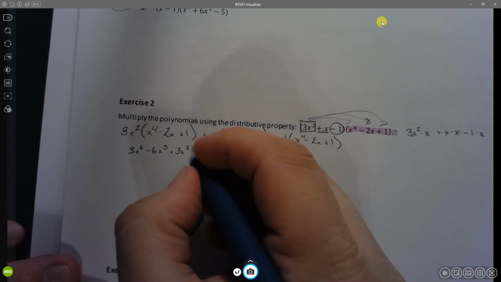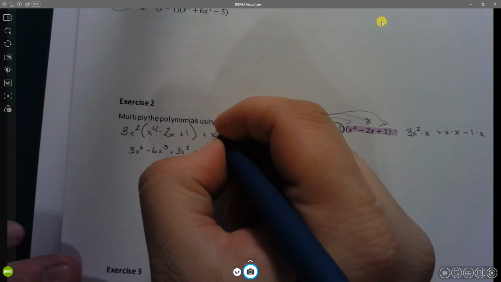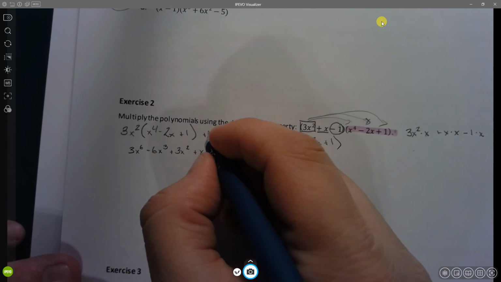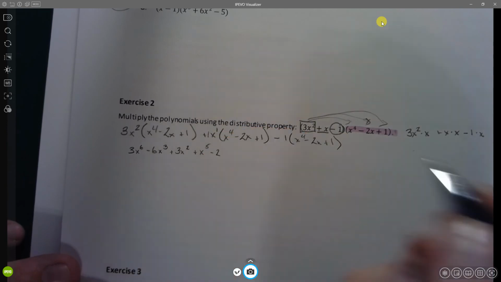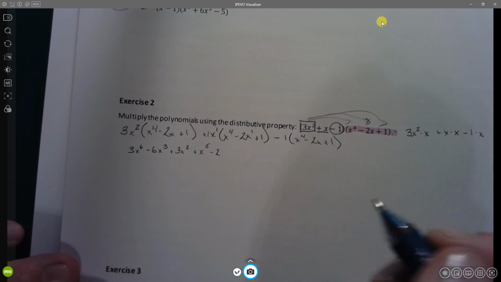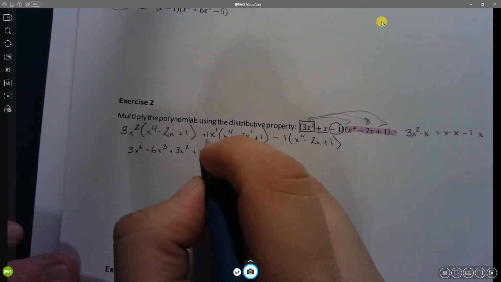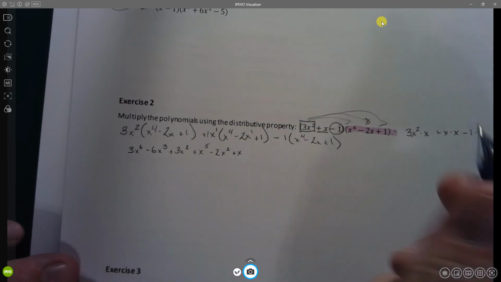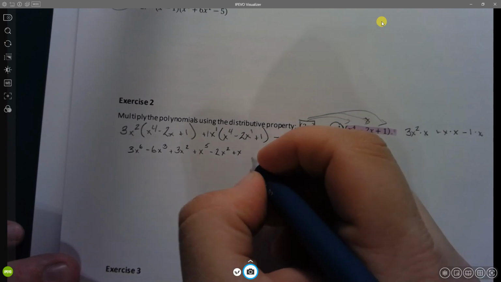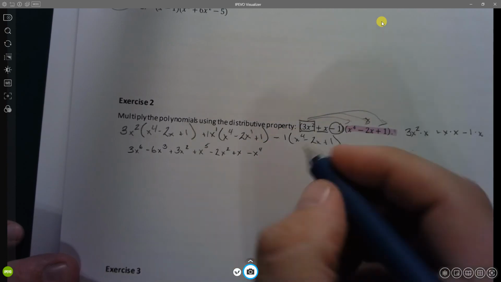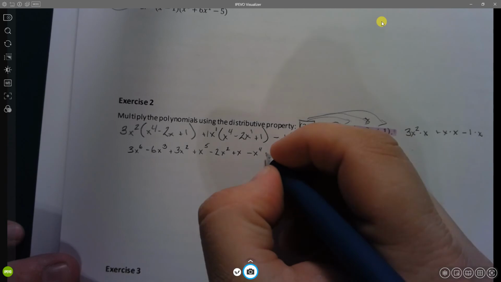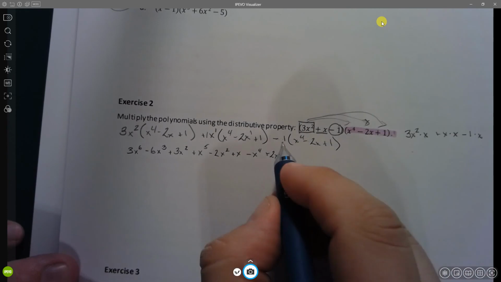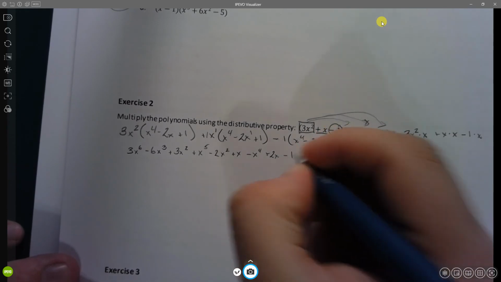x times x to the fourth, that's going to be a positive x to the fifth. 1 plus 4, 5. Positive x times a negative 2x. Well, positive 1 times a negative 2 is going to be a negative 2. x to the first times x to the first is going to be x to the second. x to the first times a positive 1 is going to be just x, so plus x. A negative 1 times x to the fourth, that's a negative x to the fourth. A negative 1 times a negative 2x, that's going to be a positive 2x. A negative times a negative gives us a positive. Negative 1 times a positive 1 will be a negative 1.